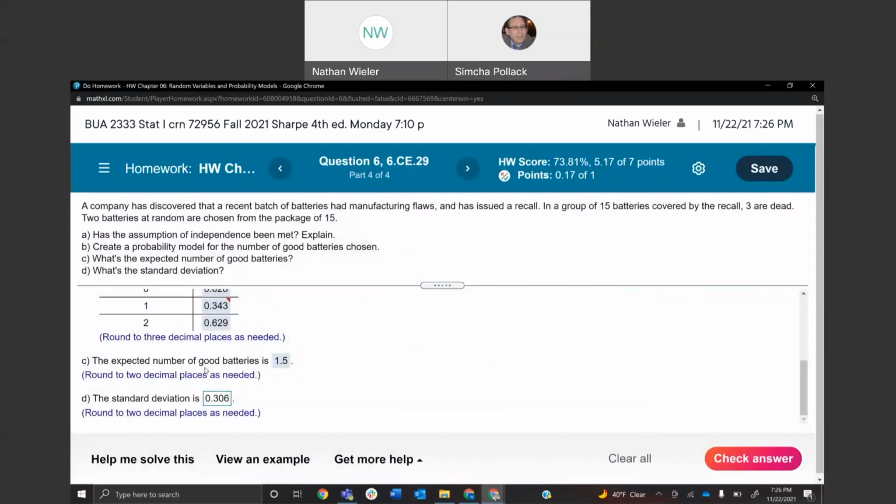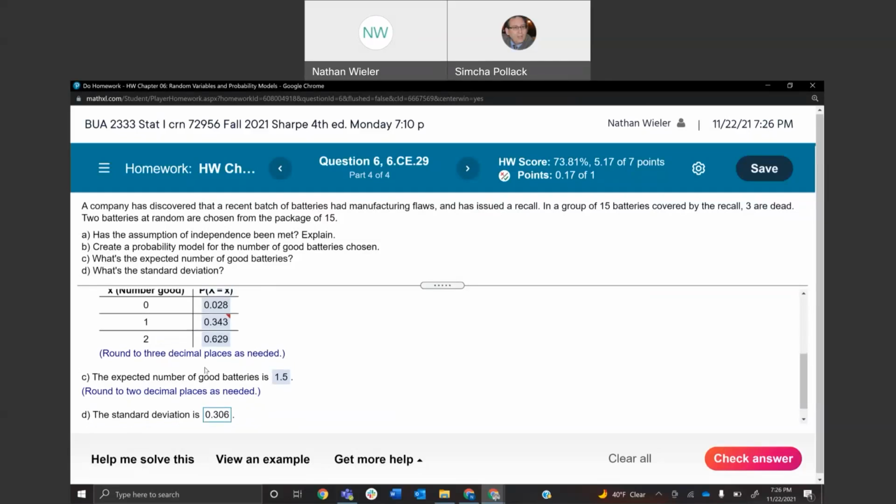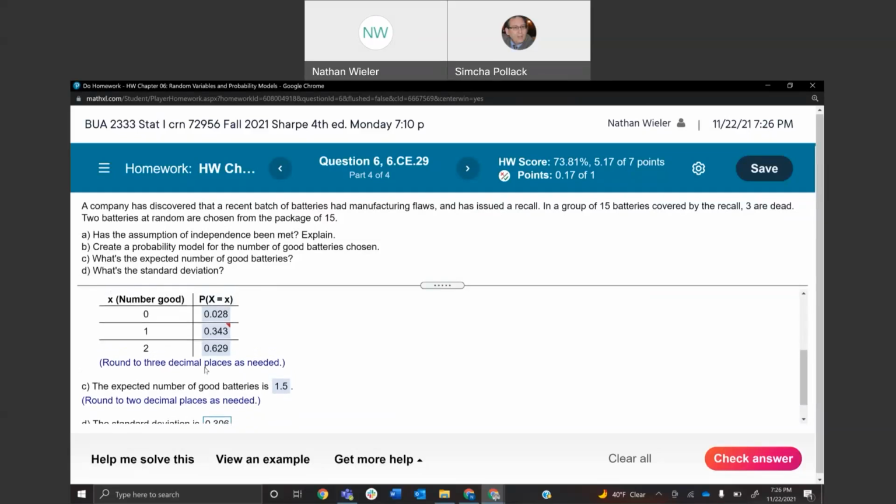I might have typed it in wrong. So 0 minus 1.5 squared times 0.028. One more step before you type in the number: that gets you what's called the variance. I think the question is asking for the standard deviation, so you have to take the square root of that. So that's one more step.